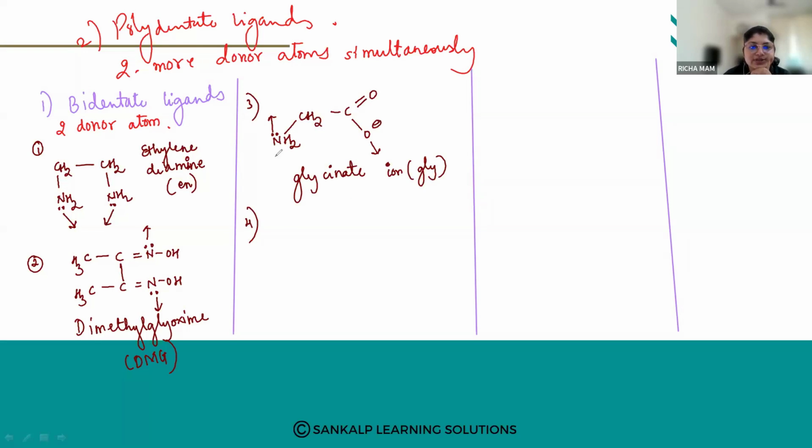Here the two sides are nitrogen and oxygen. So these are the two donor atoms present in this particular molecule. At the same time, they will get bound to the central metal atom. Then the last one.